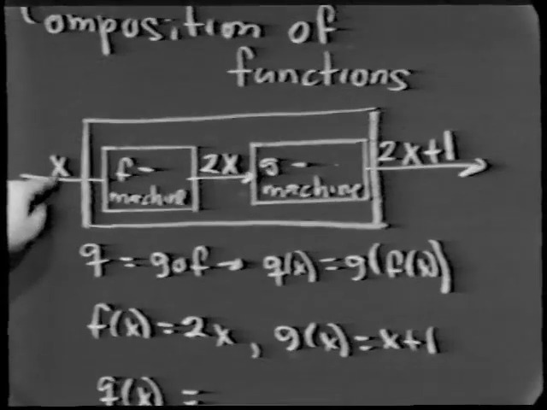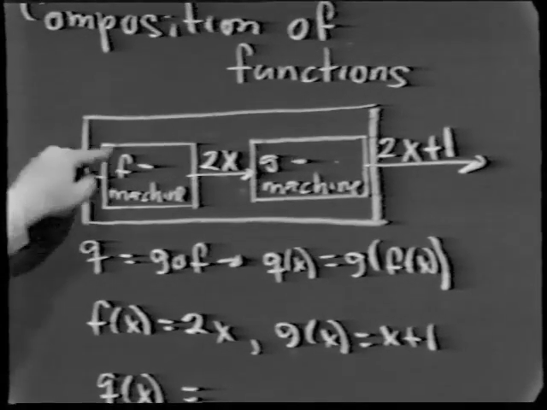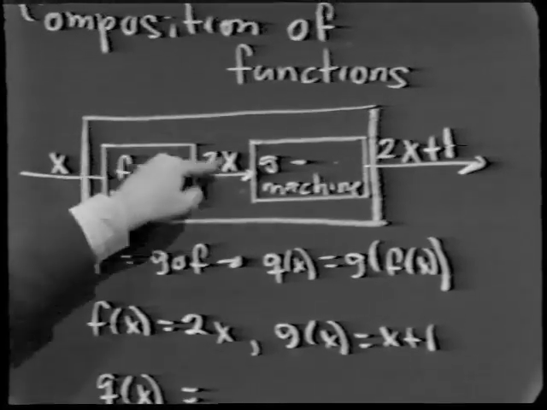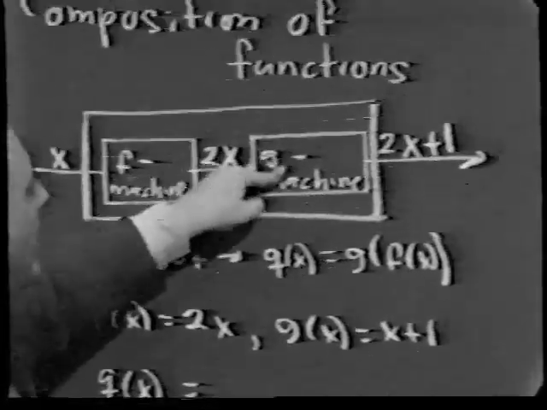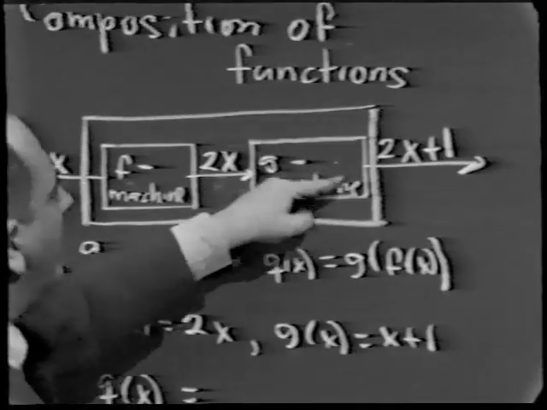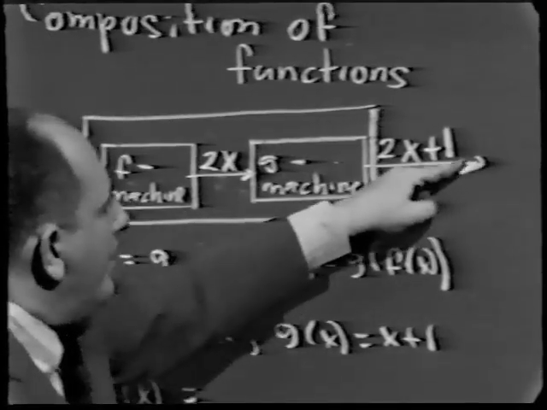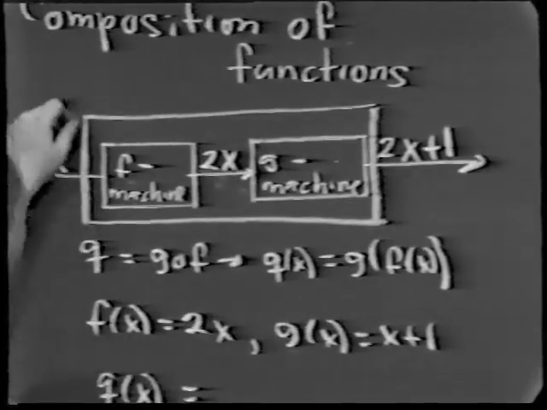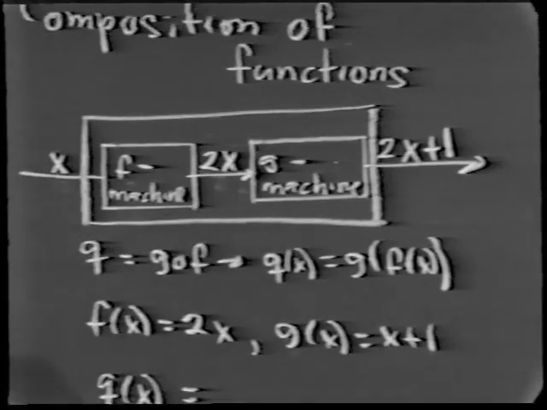In other words, what happens for the Q machine is what? X runs into the F machine, the output of the F machine becomes the input of the G machine, and the output of the G machine is then the output of the Q machine. The Q machine is sort of built with component parts here.